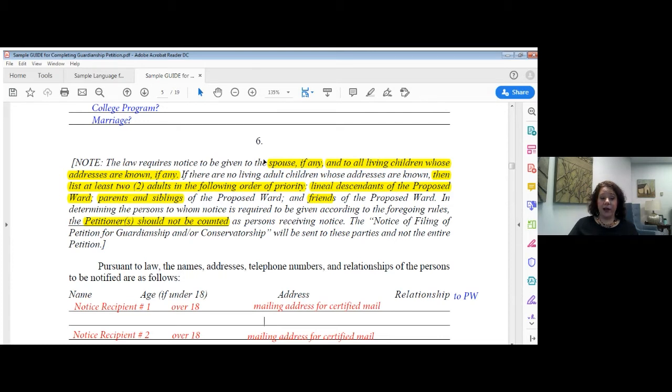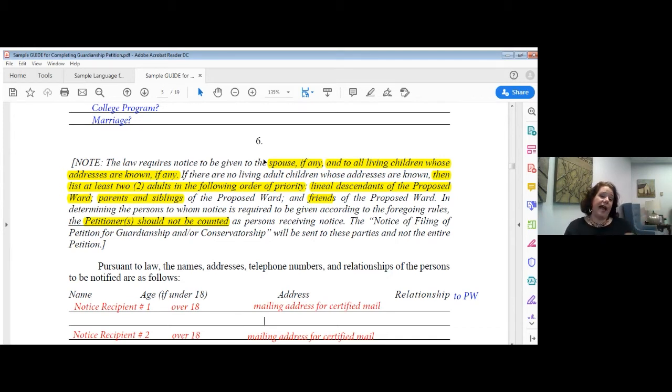Here we have, a lot of times, our 2 parents serving as the co-petitioners. Okay, so we can't list them. It has to be someone other than the petitioners. As you see, I've got highlighted down there, petitioners should not be counted. So at least 2 adults in the following order of priority for us is often going to mean parents and siblings. Now it has to be adult siblings who are over the age of 18, which, if your child is the youngest of your bunch, then that works just fine.